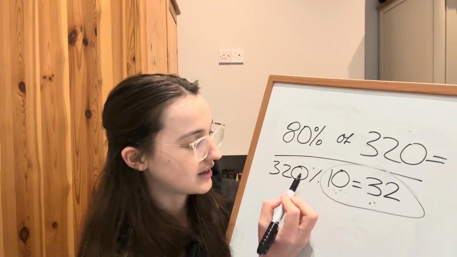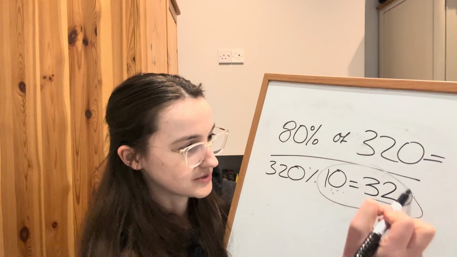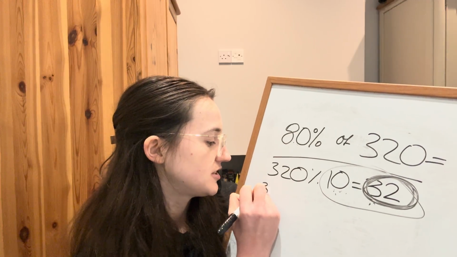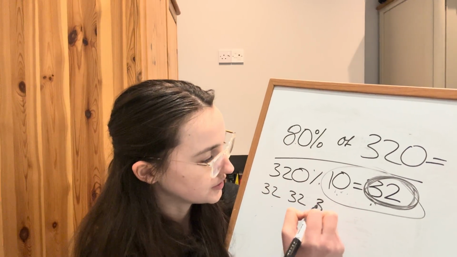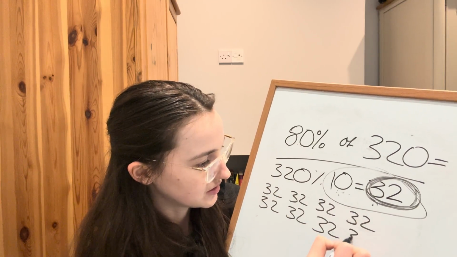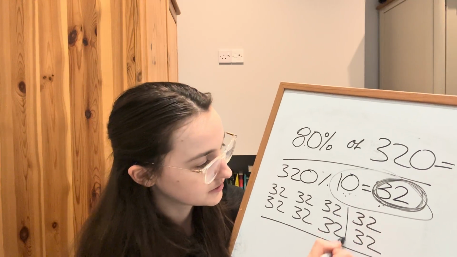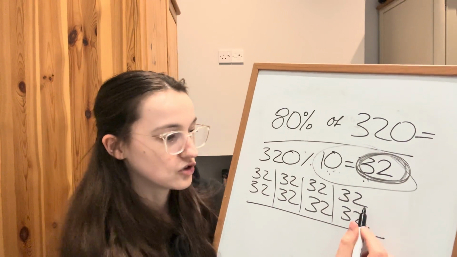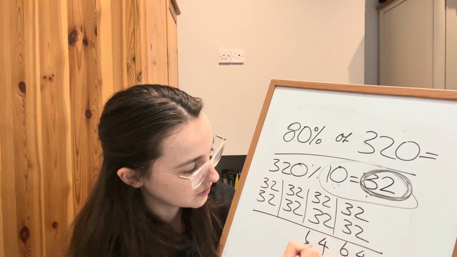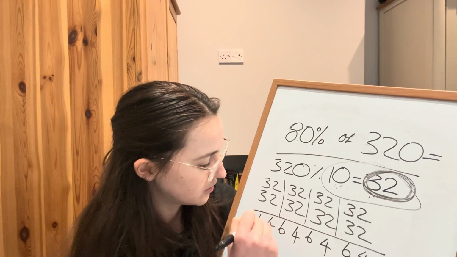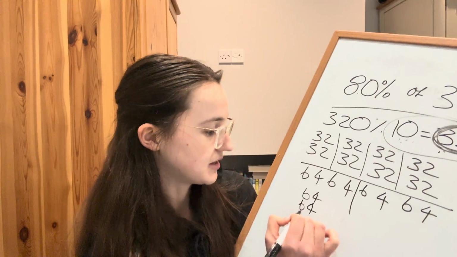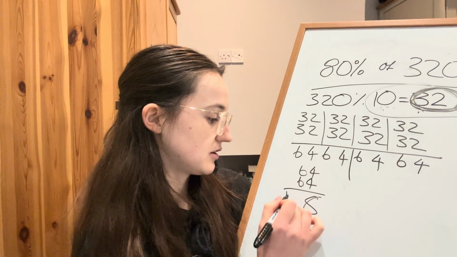So we need to times this by 8, okay? So if we've got 32, 1, 2, 3, 4, 5, 6, 7, 8. So how many have we got? Just work this out. So this makes 2 plus 2 is 4. 3 plus 2 is 6. So we're going to do 64. I'm going to work out these two. Just to do quick maths. I'm going to do 8. 6 plus 6 is 12, so 128.